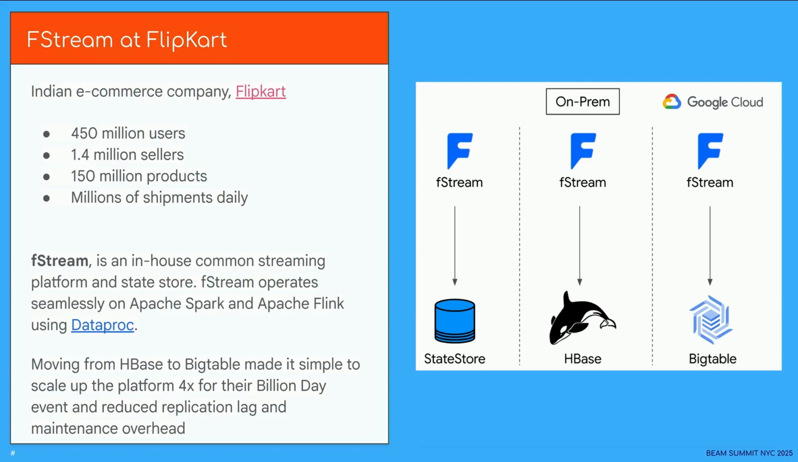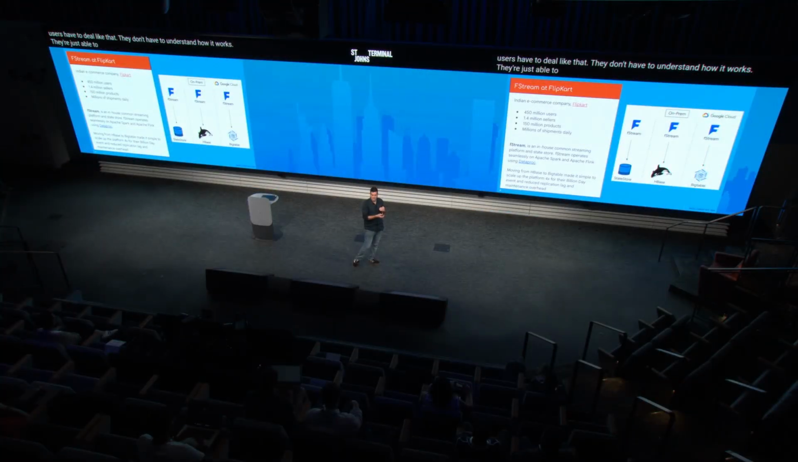F-Stream at Flipkart. Flipkart, if you're not familiar, they're an Indian e-commerce company with millions of users, 150 million products, and millions of shipments every day. And they have their own in-house streaming platform. There's a state store underneath that the users don't have to understand how it works. They're just able to call this state store when they need it.